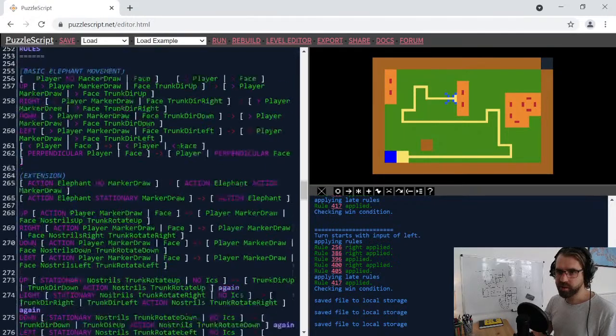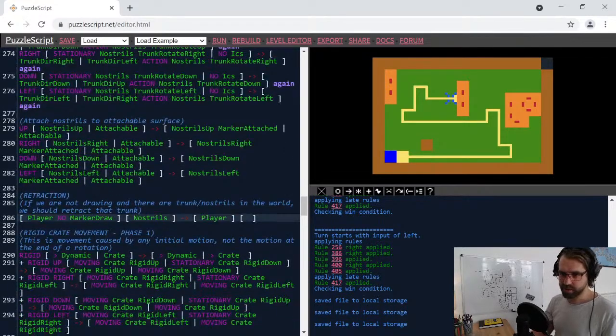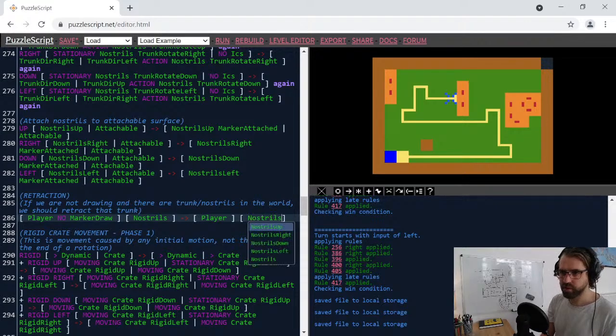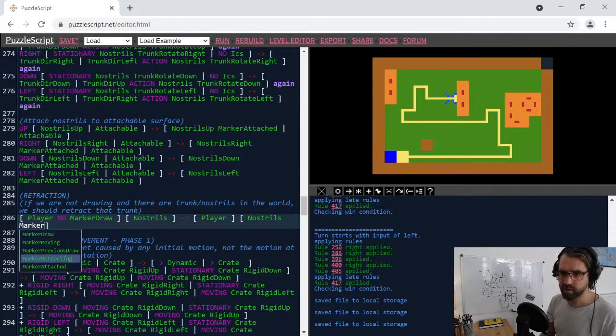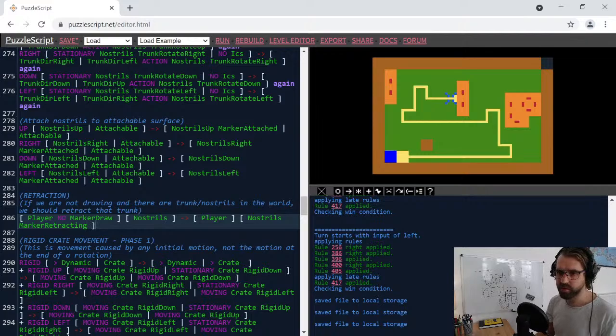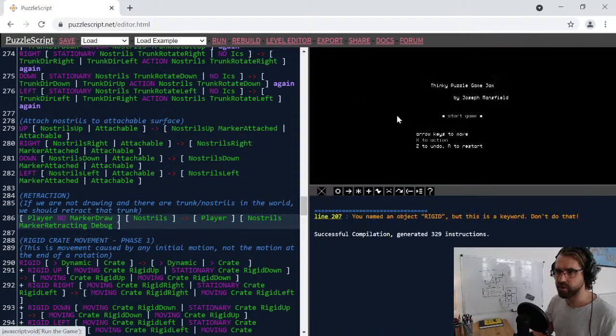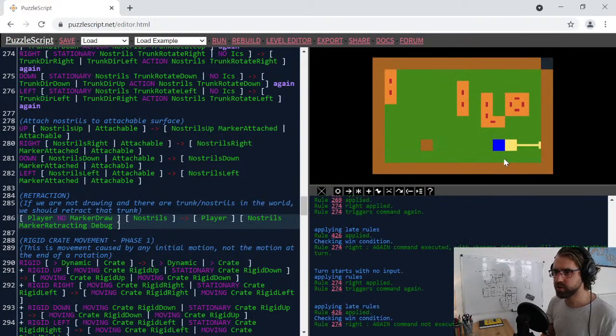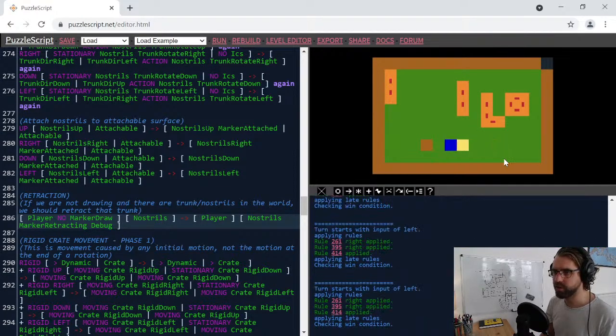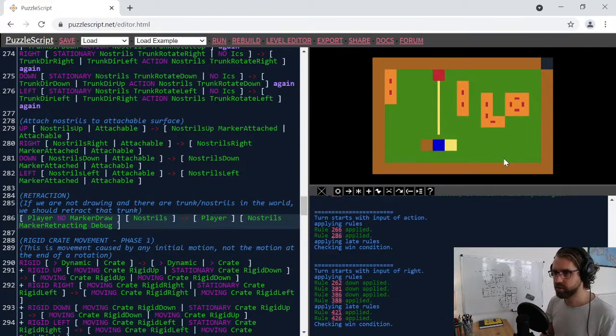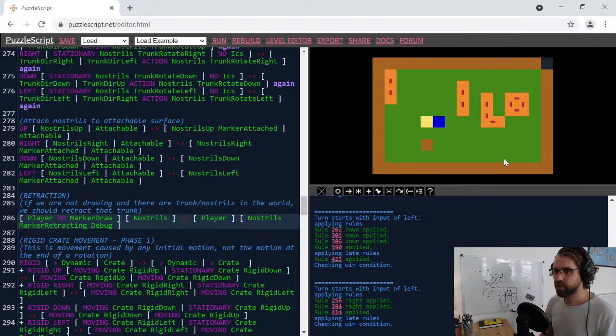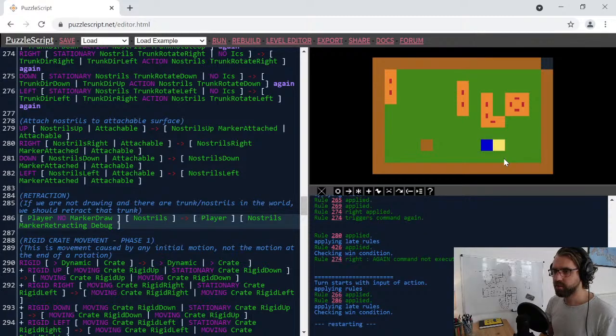So then we go to retraction. We put nostrils, marker retracting. That should only ever happen once. Let's put a debug marker there as well, just to make sure that happens. Okay, so if I shoot, then retract, yep, debug marker's there, cool. And if I do it here, yep, perfect.